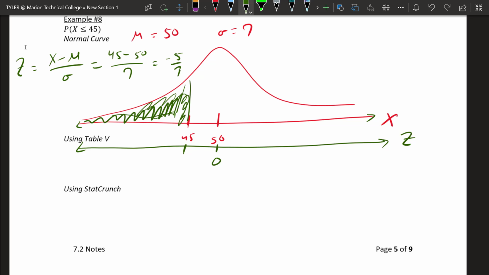So again, I need to round that to 2 decimal places so I can look it up in the table. So this would be approximately equal to -0.71. So I could look that value up directly in the table. The probability that x is less than or equal to 45 is going to be equal to the probability that z is less than or equal to -0.71. I can look that up in the table, and it's going to the left, so I don't have to worry about changing that at all. The value that's in the table is 0.2389.